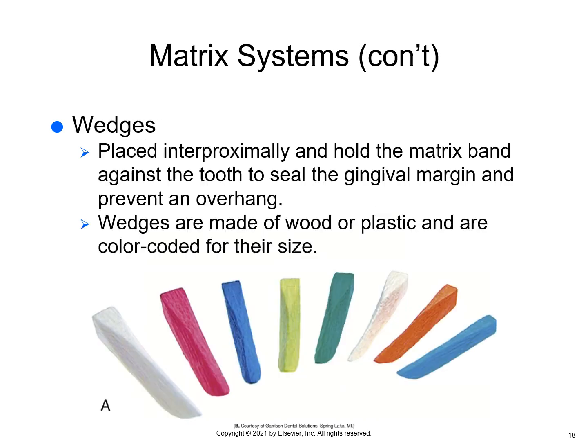Wedges can be used for this as well. They are placed interproximally and they help to hold that matrix band against the tooth to seal the gingival margin and prevent any overhang. Overhang is where that material hangs out over the tooth or over the gum tissue and can create all kinds of gum issues where that's located. Typically these wedges are made of wood or plastic, and they can even be color coded like these are for size.